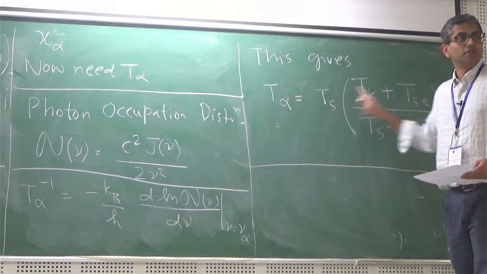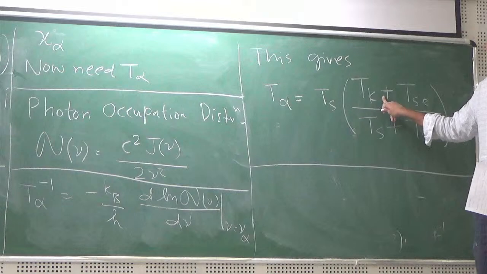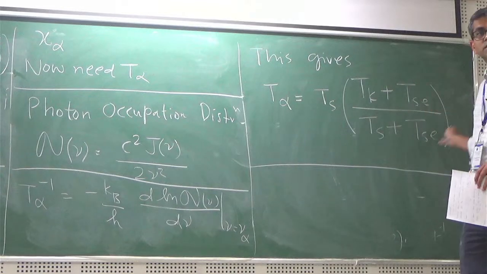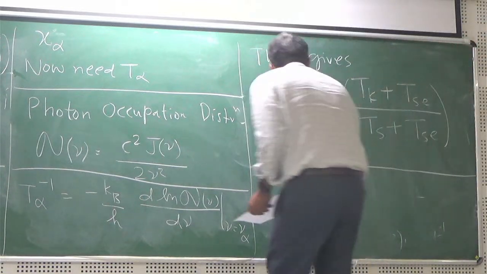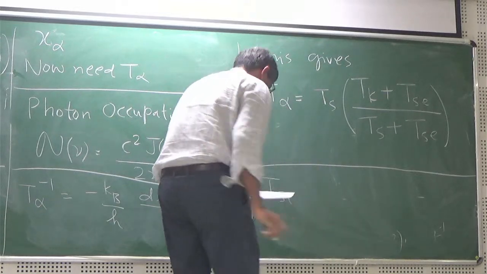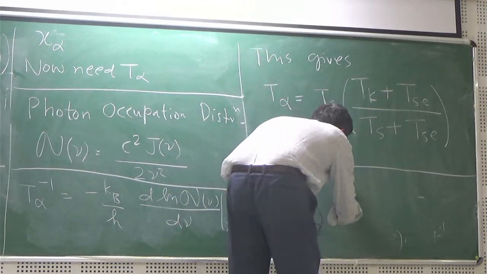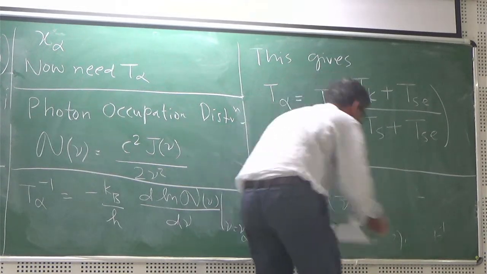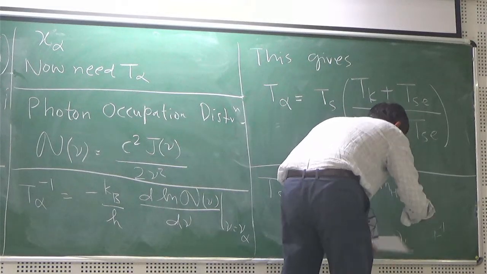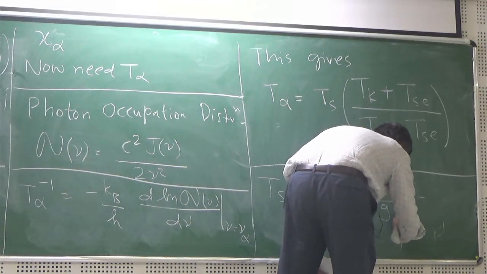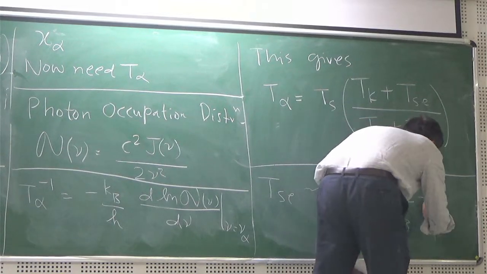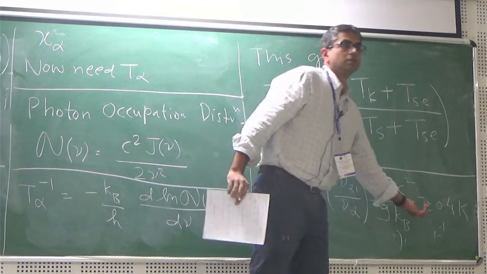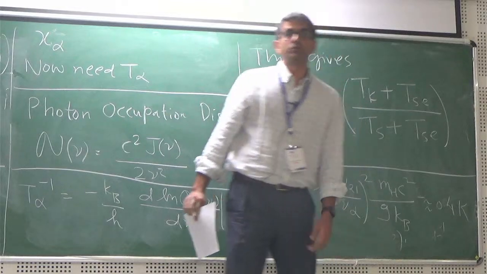We usually assume that T alpha is equal to Tk, right? But what this expression is telling us is that that's not exactly correct. There are corrections to that, and the corrected expression looks like this. The quantity Tse is a small correction which looks like this. This quantity Tse has a value of just 0.4 Kelvin, so it's small.